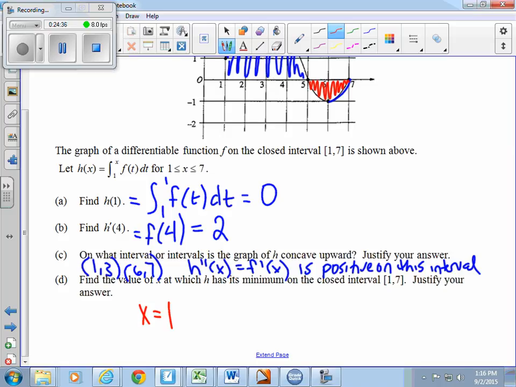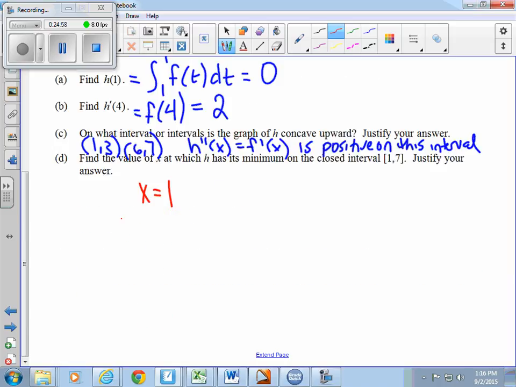Justify. Well, we've never been able to justify this well before. You remember we did some problems like this in the fall, and you were always like, it increased more than it decreased. Y'all remember having a hard time putting that into words? Now we can say h of 1 is less than both, well, h of 5 we don't even have to consider because it's a relative maximum, right? h of 1 is less than h of 7.